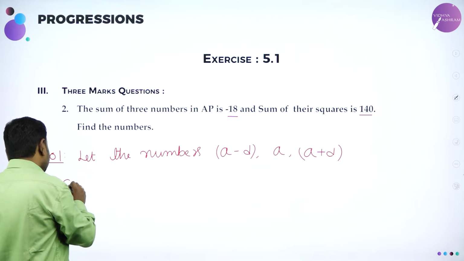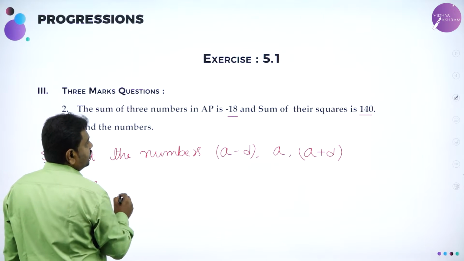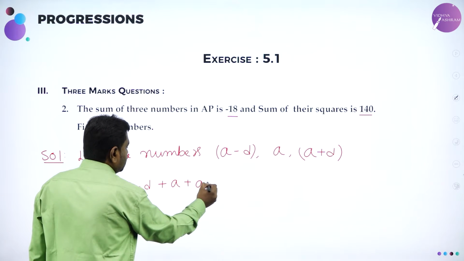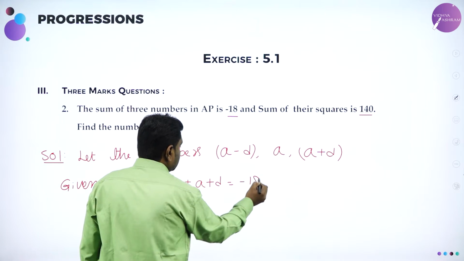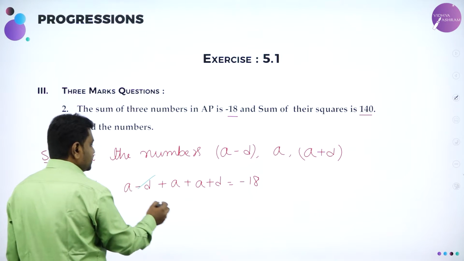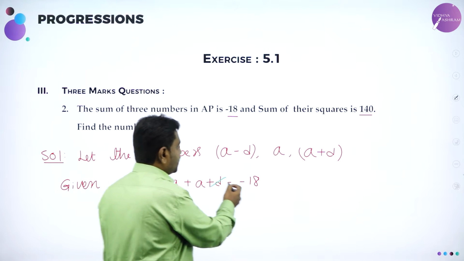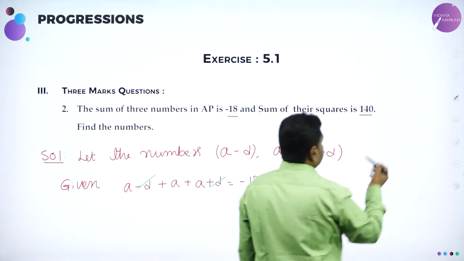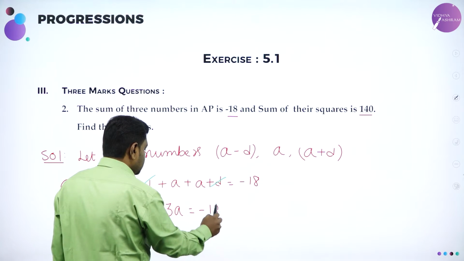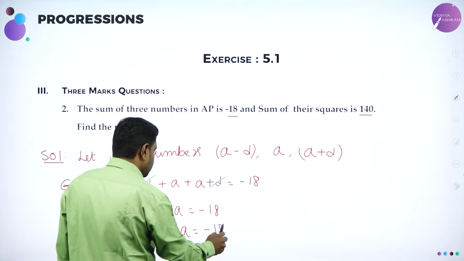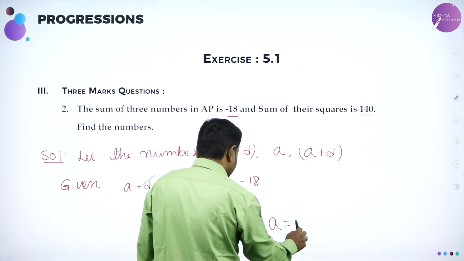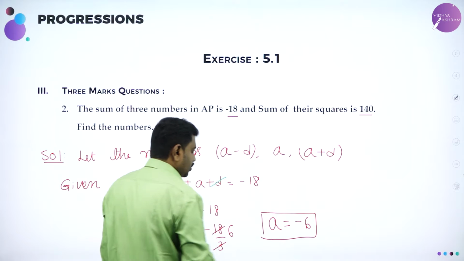So the given sum is, what is given? Their sum is minus 18. So A minus D plus A plus A plus D is minus 18. Now you can cancel the terms. I can cancel minus D plus D. So what is left out? A plus A plus A. What is A plus A plus A? It is 3A. So 3 times A is equal to minus 18. So A is equal to minus 18 by 3. And 3 sixes are 18. So you got the value of A. What is the value of A? Minus 6.